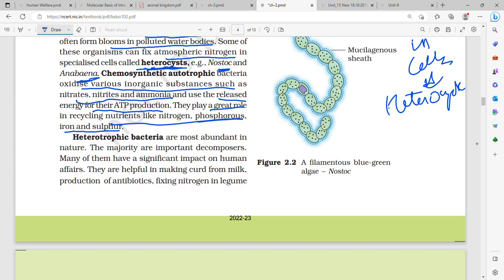What are the nutrients that the chemosynthetic autotrophic bacteria recycle? They recycle nitrogen, phosphorus, iron, and sulfur.